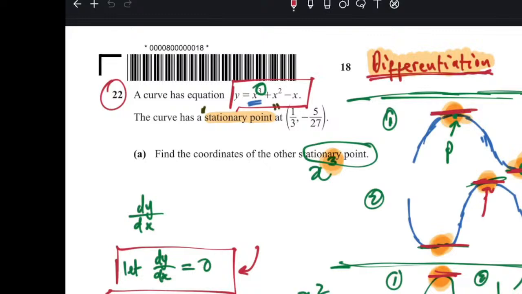Let's continue. Wait. Something is wrong here. Give me 1 second.